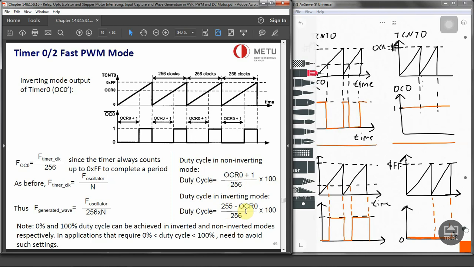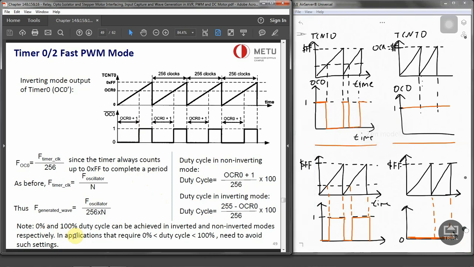And you don't need to memorize this, you just need to know how we are getting these duty cycles based on the inverting or non-inverting modes. And there's a note over here which is important. 0% or 100% duty cycle can be achieved in inverted and non-inverted modes respectively, and in applications that require a duty cycle between 0% and 100%, we need to avoid such settings.